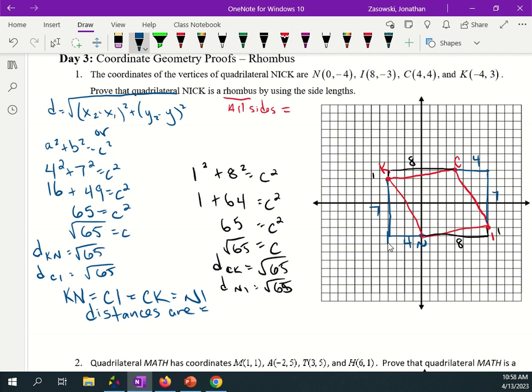And now that we've stated that these side lengths are equal, we've done the work to justify that, we can finally end up saying Nick is a rhombus, and what property did we just demonstrate? All right. So Nick is a rhombus because all sides are equal. Questions? Pretty easy. Anything crazy? Okay.